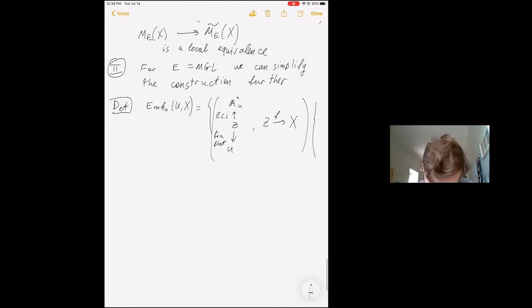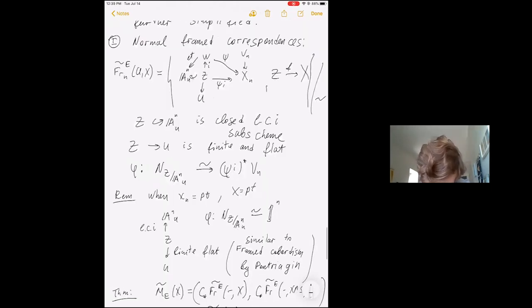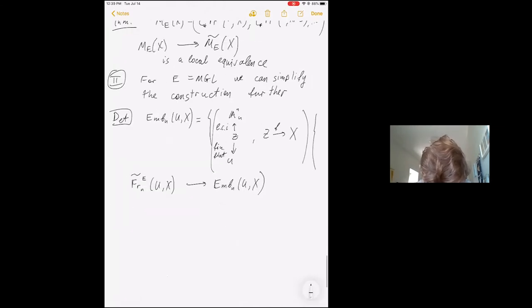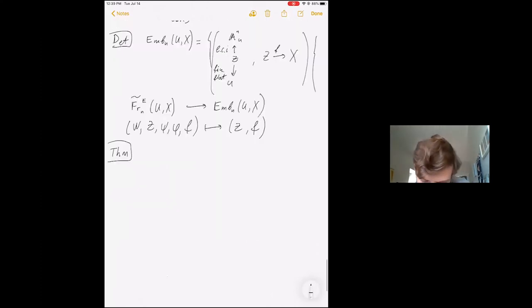Right, so here we have a natural map from a normal frame correspondence from U to X into this embeddings and UX that just takes all this data, Z, W, Z, psi, phi and f, and just forgets everything, keeps only Z and f. Right, so then we can show that this thing, after we apply the C star construction, is an equivalence.